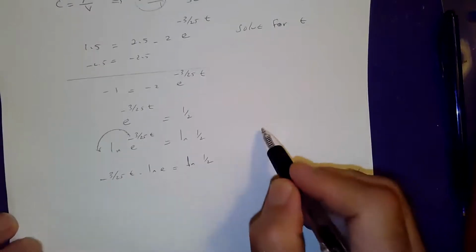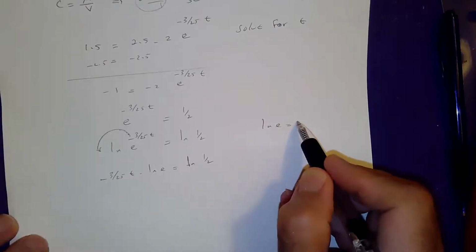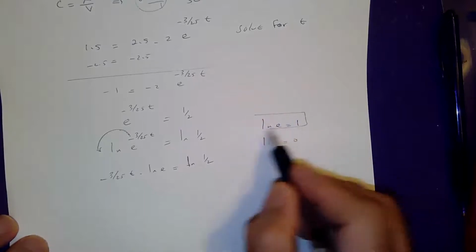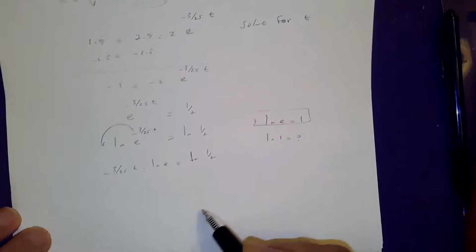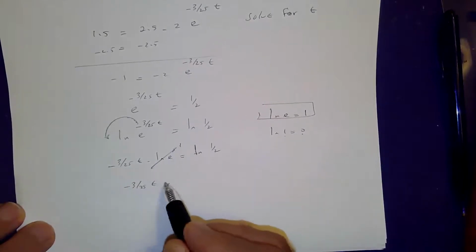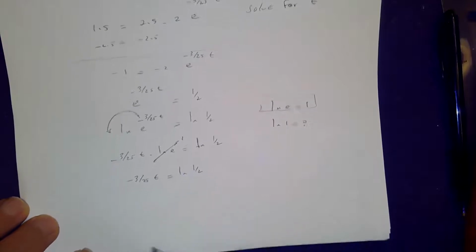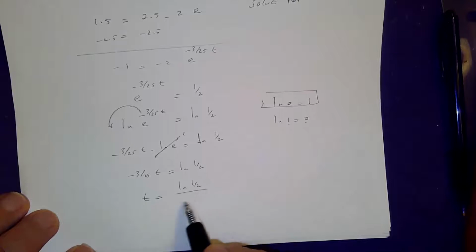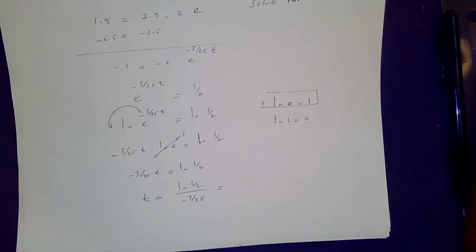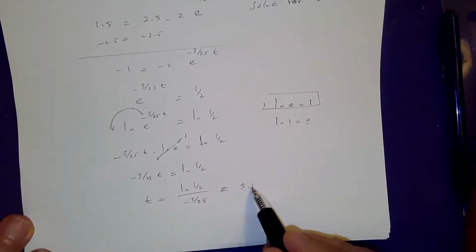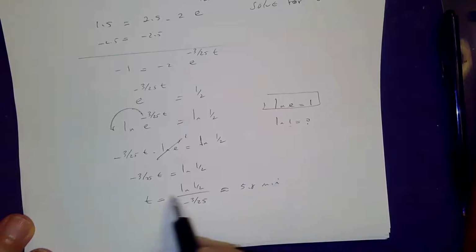But natural log of e, you and I both know, is equal to 1, and natural log of 1 is 0. That's just for future reference. So this is 1, so -3 over 25 t is equal to natural log of 1/2. Therefore, t is equal to natural log of 1/2 divided by 3 over 25. Now you use your good old scientific or graphing calculator, and you will end up with 5.8.